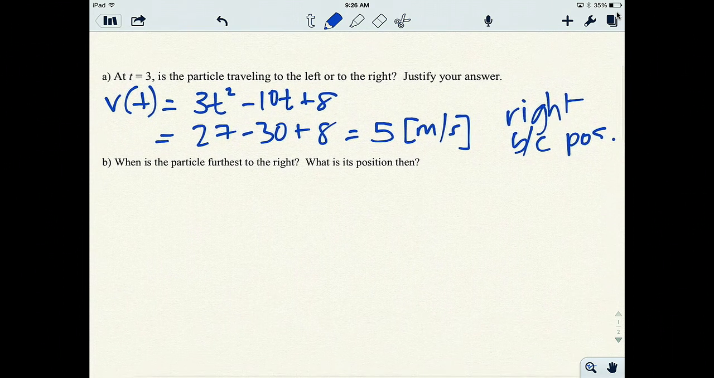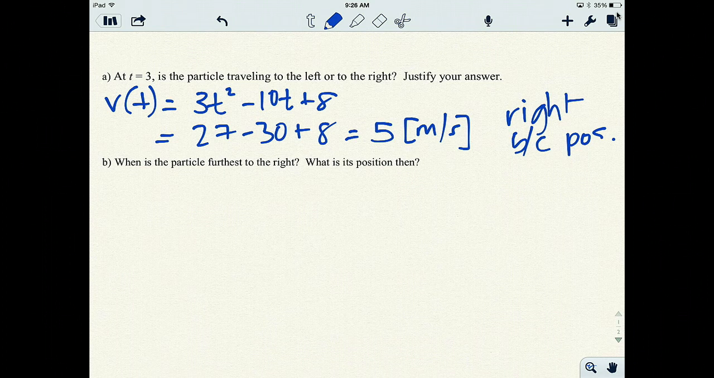But question B says, when is the particle furthest to the right? So this is a particle based on its function. It's going back and forth, left and right, left and right. I want to know, when is it furthest to the right? So if you remember, if I want to find the furthest or the maximum of anything, I take the derivative and set it equal to 0 first.